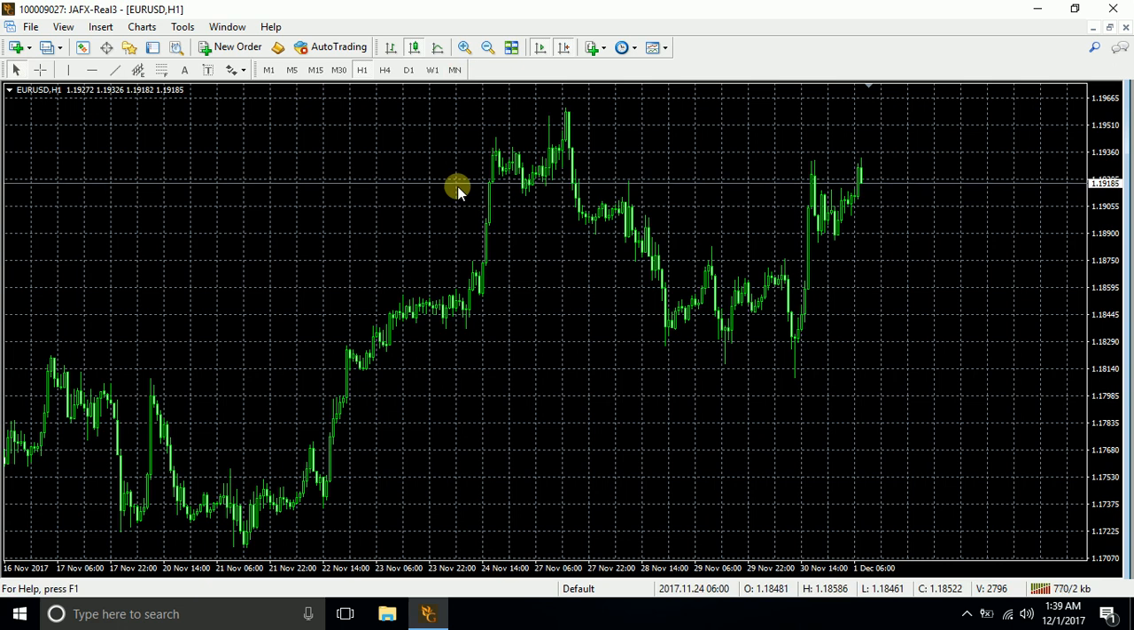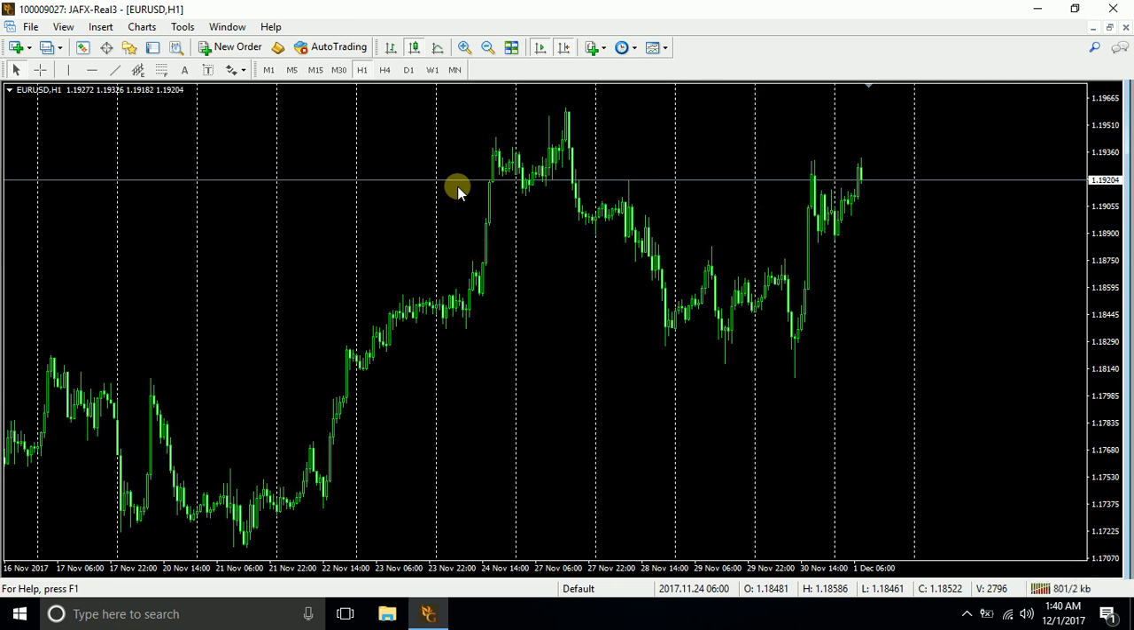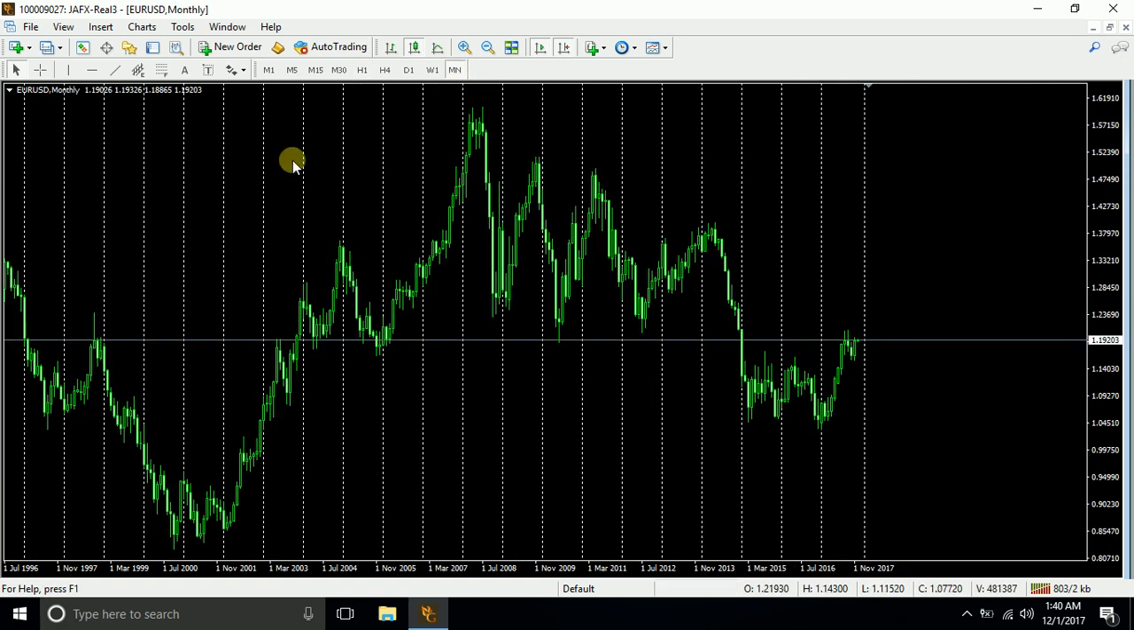Okay. Now, of course, this is just a clear blank chart. What I'm going to do is remove the graph. Control G removes your graph. This is on the MetaTrader 4 platform. Okay. Control G. Alright. But we are going to use Control Y. Alright. Now, monthly time frame.